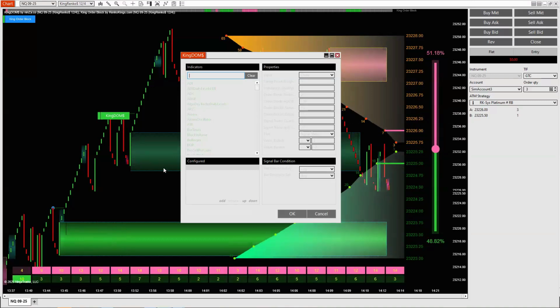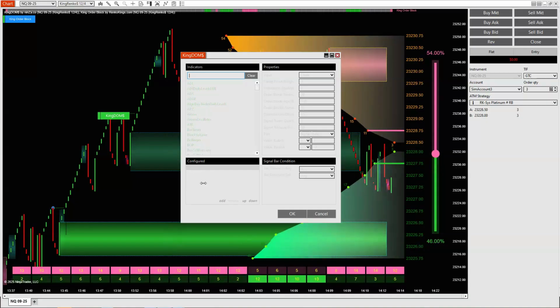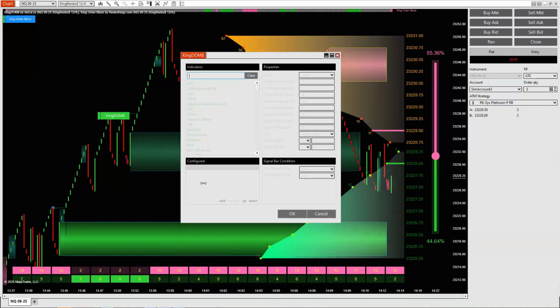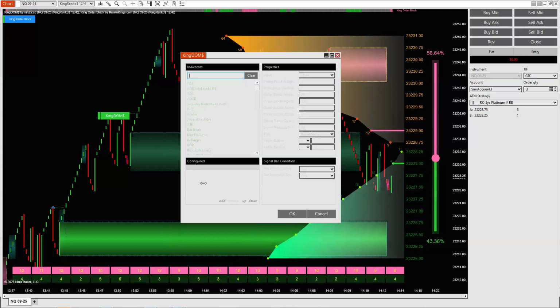So in this case, of course, I picked King Order Block. And then what NinZaRenko wants you to do is change bull and bear to +2, -2 for Kingdom to identify. It's just the way it identifies when to look for long or short signals.